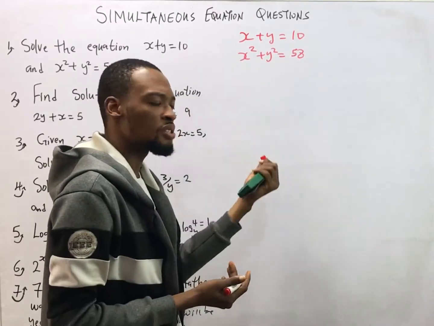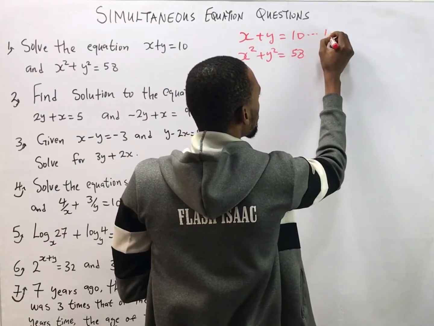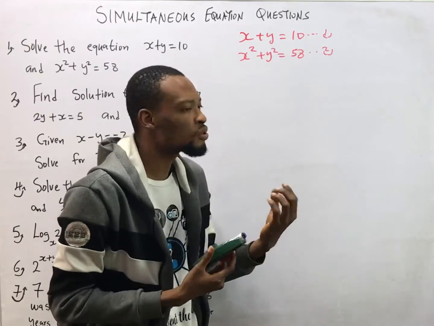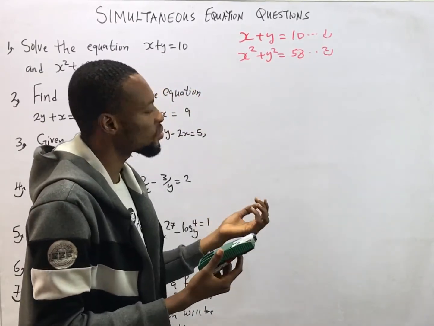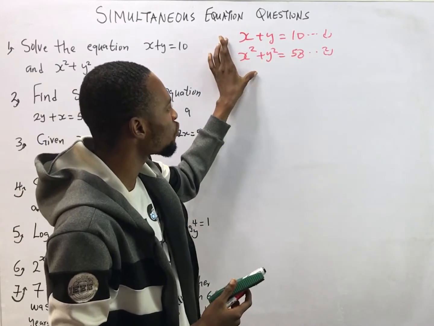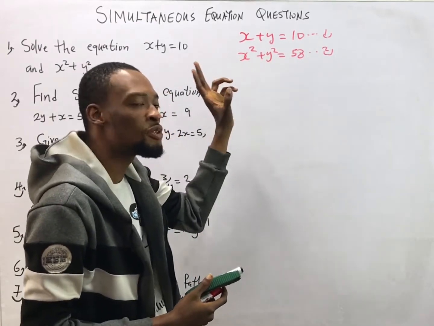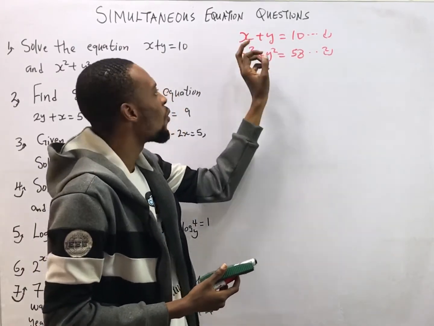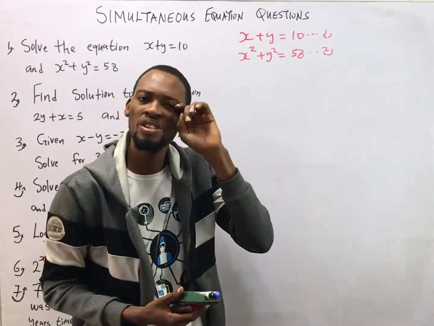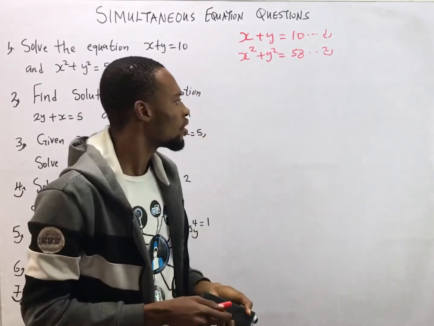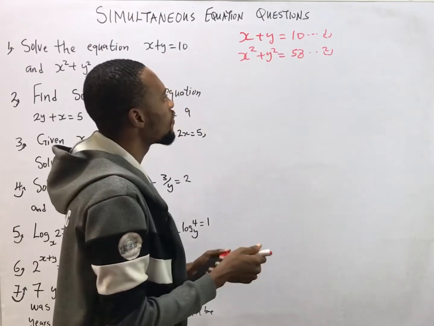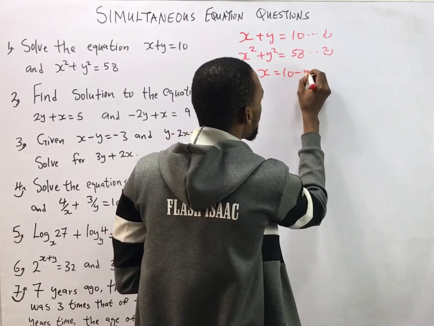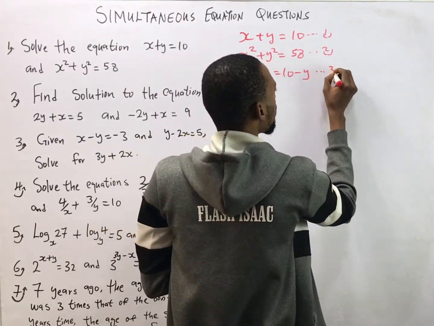Now, given this simultaneous equation, we call this equation 1 and we call this equation 2. It is now left for us to choose the method we are using to solve. In this type of simultaneous equation, we would obviously have to use the substitution method. When you come across a simultaneous equation with one linear and one quadratic, simply use the substitution method. Applying it, from equation 1, we arrive at x equals 10 minus y to form equation 3.